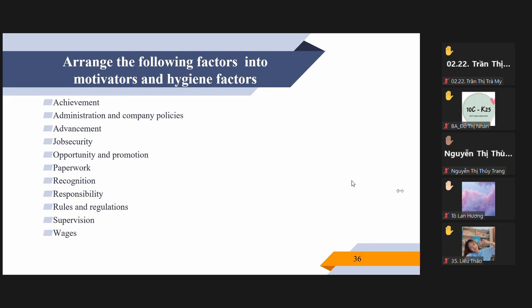I think motivation helps achievement, advancement, and opportunity and promotion. Achievement, advancement, opportunity, and promotion. Recognition. And wages? No. What else? Oh, that's all? Those are the motivating factors. Okay, how about the hygiene factors? The others would be the hygiene factors.